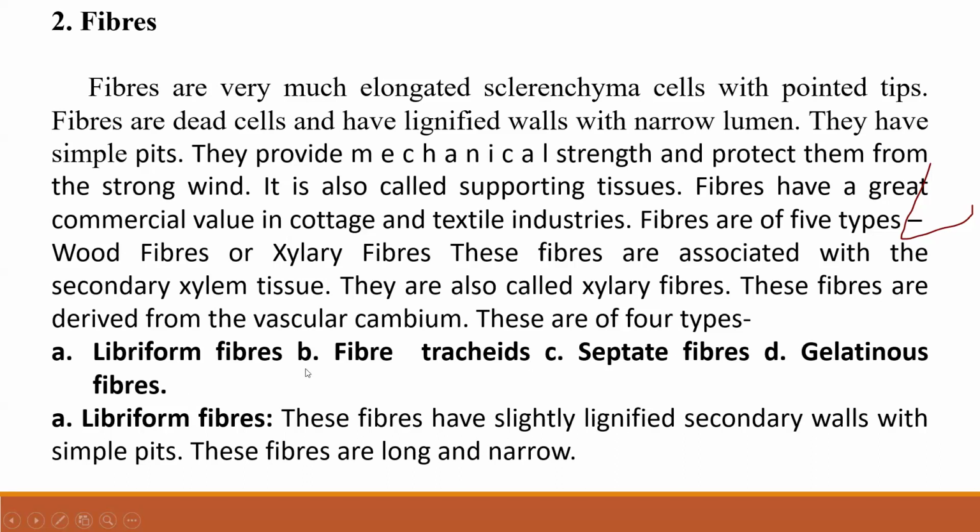The first one is the libriform fibers, then fiber tracheids, septate fibers, gelatinous fibers. So these fibers are again classified into libriform fibers, fiber tracheids, septate fibers, gelatinous fibers. First one is libriform. Libriform fibers are long and narrow fibers with slightly lignified secondary walls with simple pits.